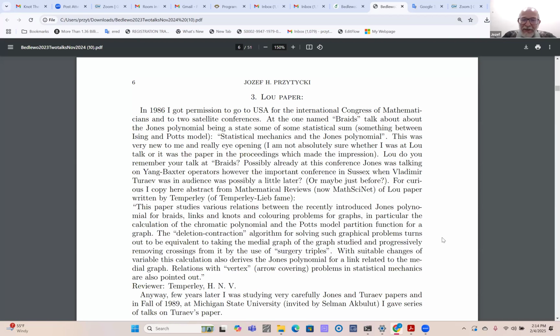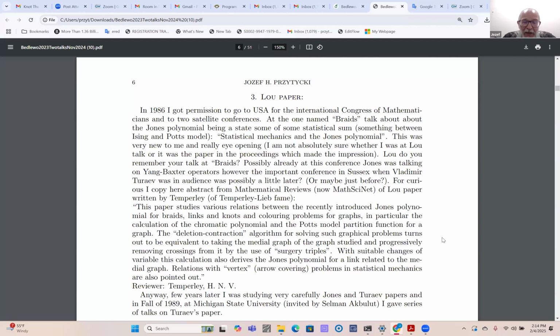again, as I wrote, possibly Jones was talking on the Yang-Baxter operator. However, this I don't remember, but we know that that summer he gave talks in Sussex, and it was important because Vladimir Turaev was in the audience, and both of them independently wrote a paper about this. Turaev's paper is important because he is using braids, and maybe they are equivalent, but somehow his paper was easier to generalize and understand.